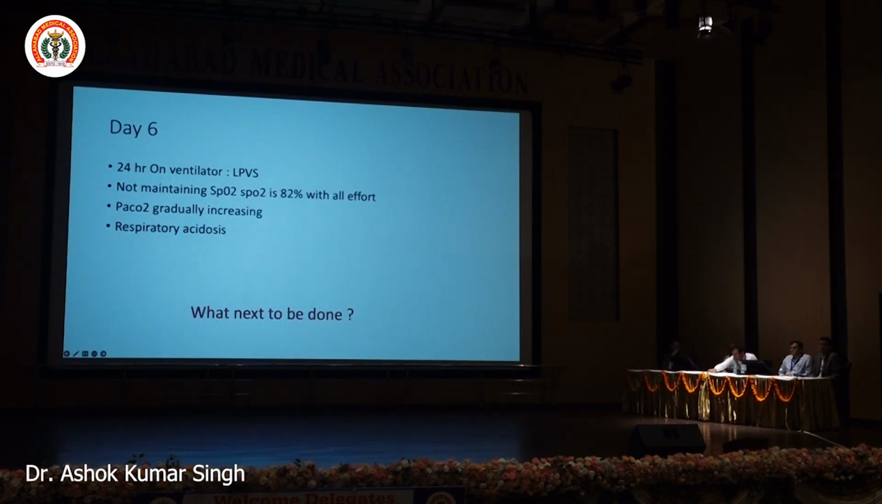On the 6th day, 24 hours on ventilation, we put this patient on a lung protective ventilatory strategy, but are not able to maintain saturation above 82% despite all possible efforts. And CO2 starts gradually rising, meaning the patient is having some hypoventilation, and because of the raised PCO2, there is a respiratory acidosis. What will be your next step? Yes, please, experts. Anyone?